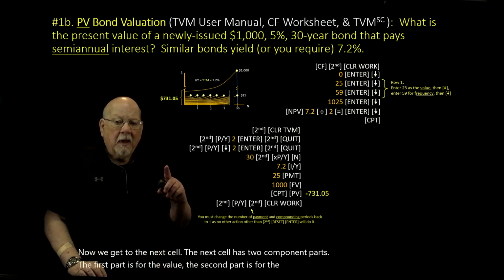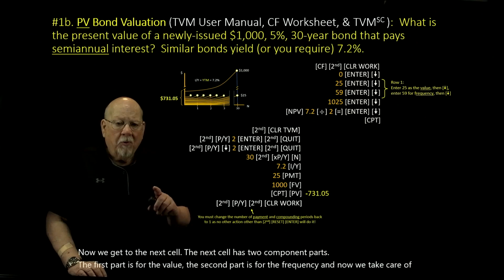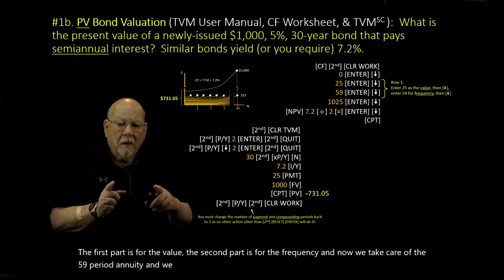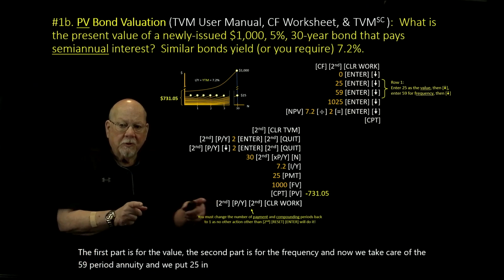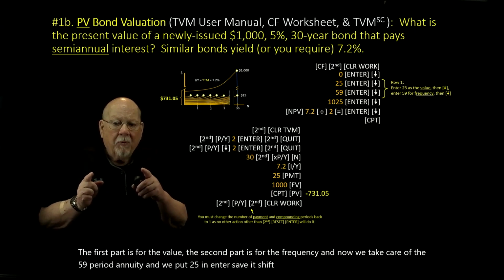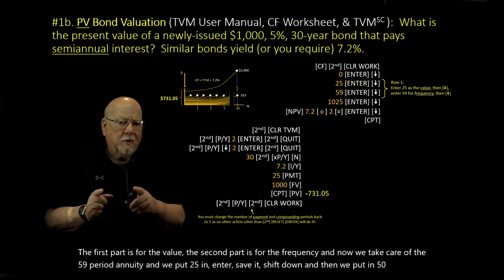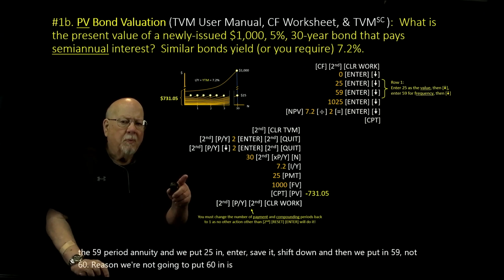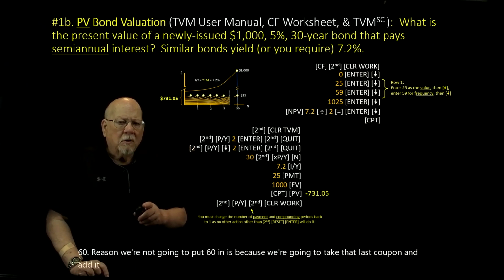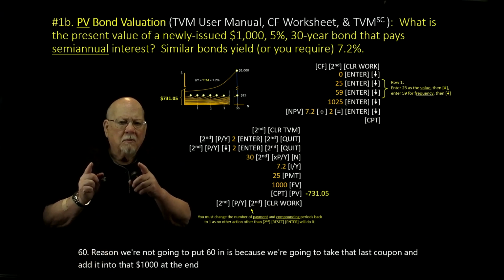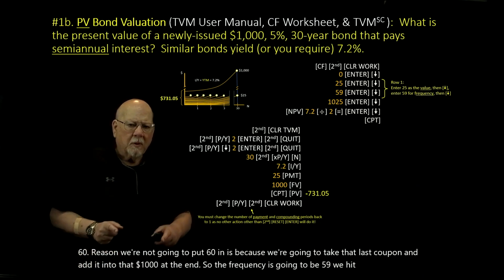And now we take care of the 59 period annuity. And we put 25 in, enter, save it, shift down. And then we put in 59, not 60. The reason we're not going to put 60 in is because we're going to take that last coupon and add it into that $1,000 at the end. So the frequency is going to be 59. We hit enter, scroll down.